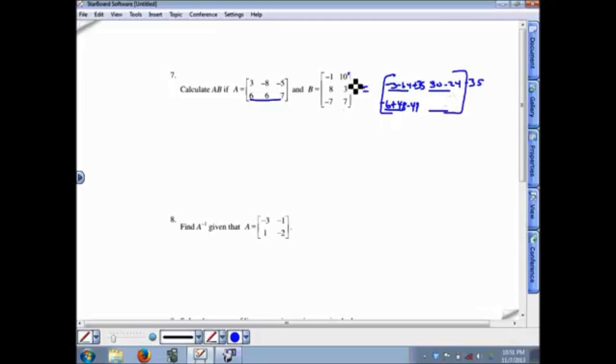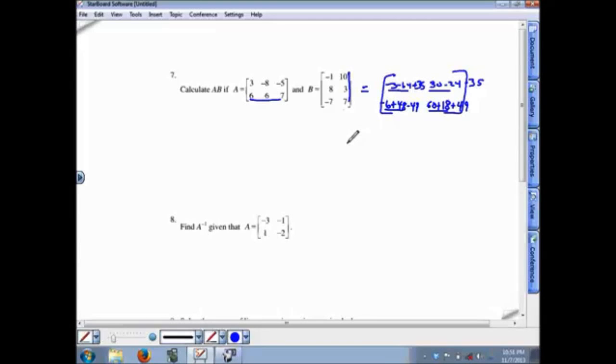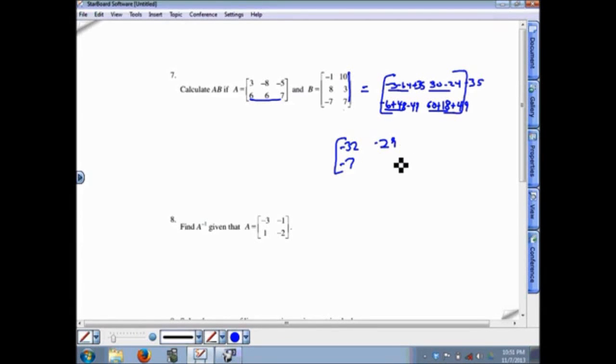This is second row, second column here. Second row, second column. 6 times 10 is 60. 6 times 3 is 18, and then 7 times 7 is 49. So simplifying those numbers, as best you can without a calculator, I know it's tough. We're going to have negative 32, negative 7, negative 29, and 127.